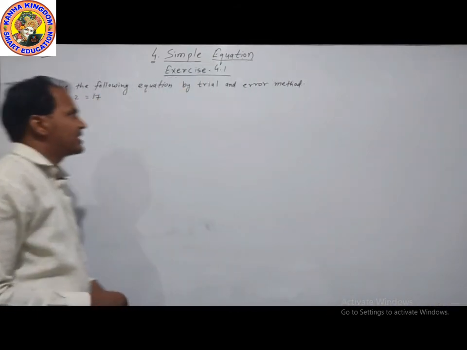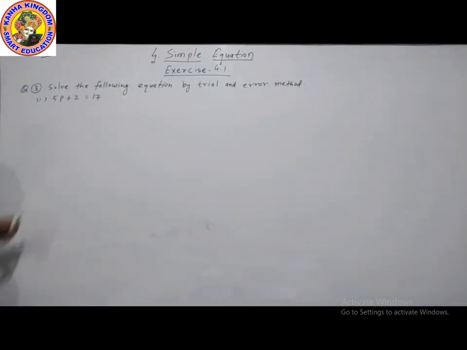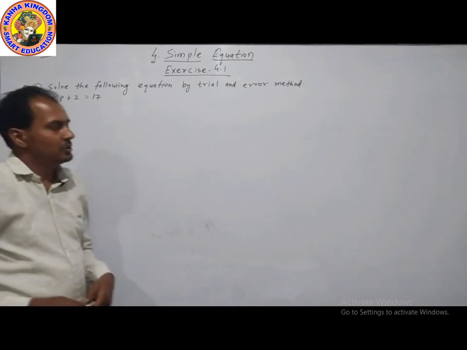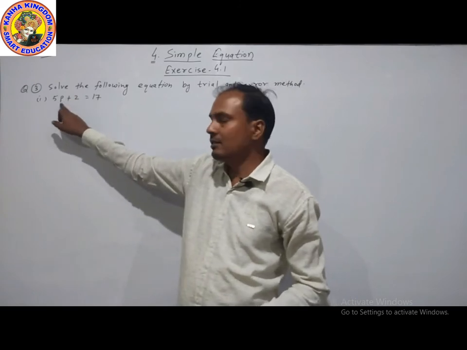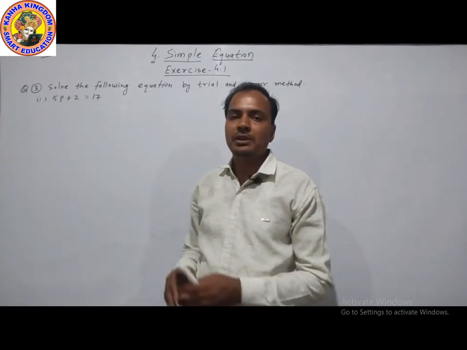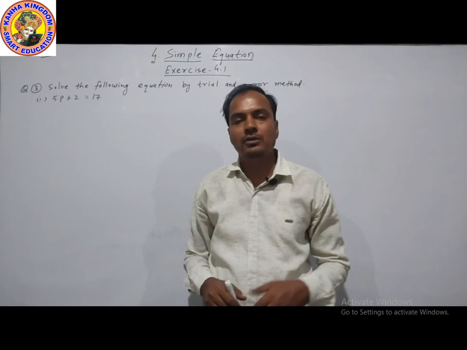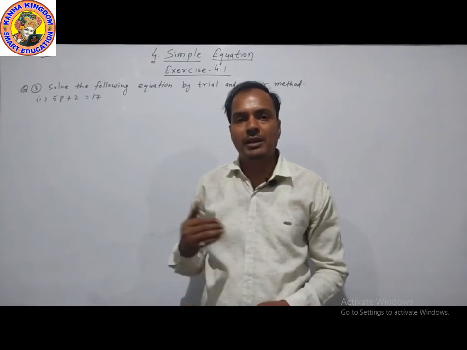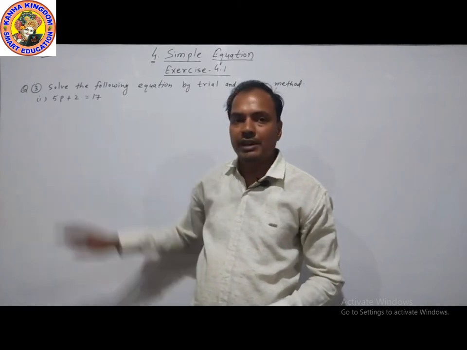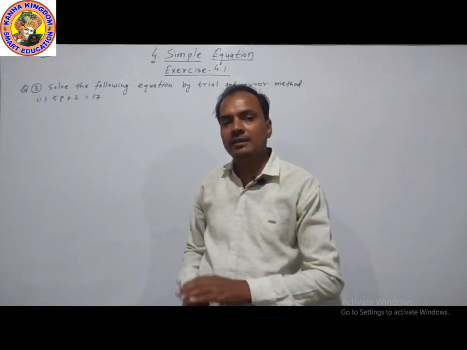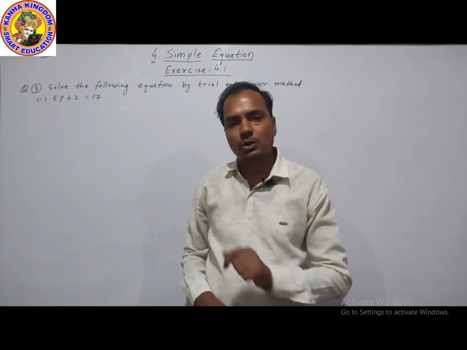Now our next question is question number 3. Solve the following equation by trial and error method. What is trial and error method? Trial means we will put the value of variable. In this equation variable is p. We will put the value of p from ourselves. P is equal to 0, p is equal to 1, p is equal to 2, whenever the left hand side is equal to right hand side. When left hand side is equal to right hand side, then we get the solution.